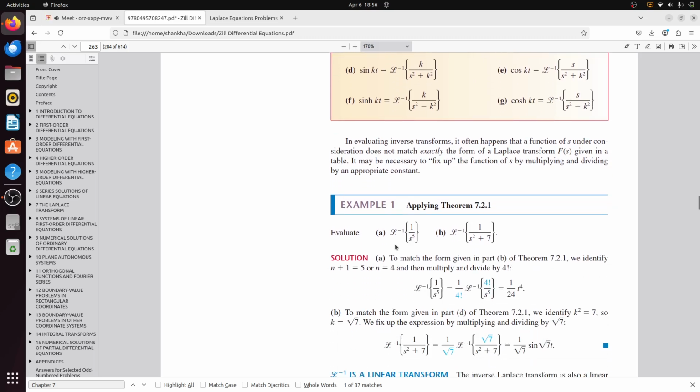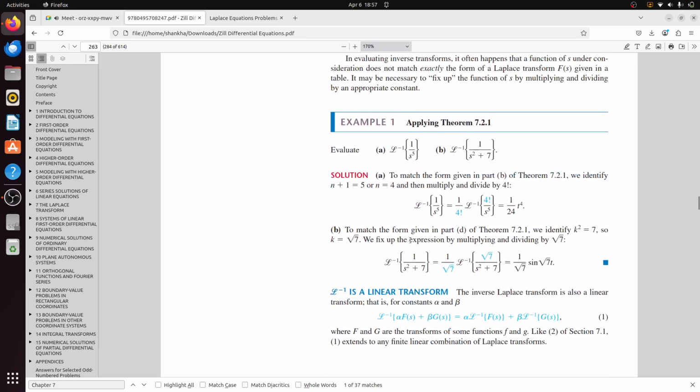See, this is the inverse Laplace transformation of 1 by s to the power 5. Just fix it with 1 by 4 factorial, or here 1 by 4 factorial. So that is 4 factorial. So that means the inverse Laplace transformation of 4 factorial by s to the power 5 will be t to the power 4. So this will ultimately give you t to the power 4.